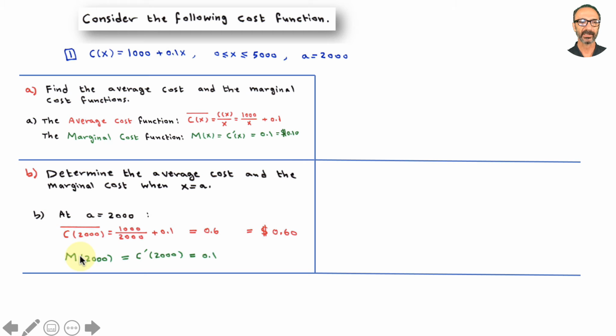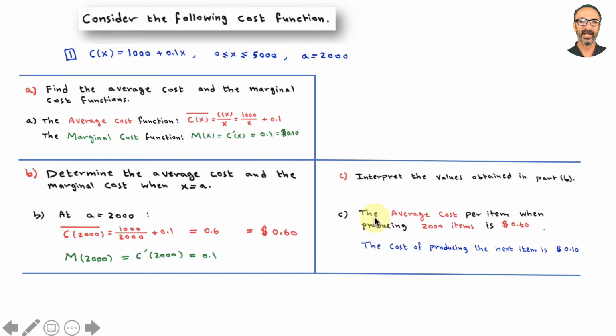The marginal cost is C prime of 2000, which is 0.1. That's 60 cents here on average for each item. This one is 10 cents. What does it mean? It means the following. The average cost per item when you produce 2000 items is 60 cents per item. The cost of producing the next item is only 10 cents.